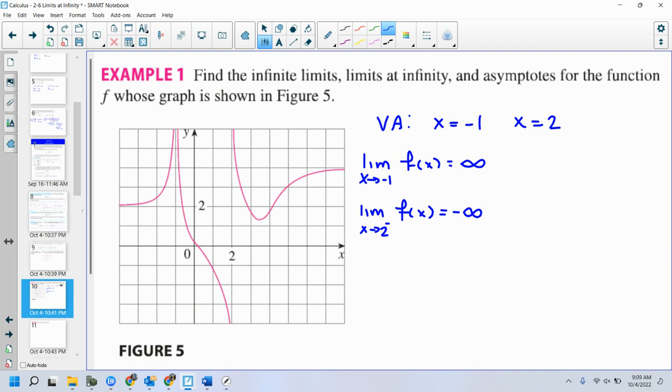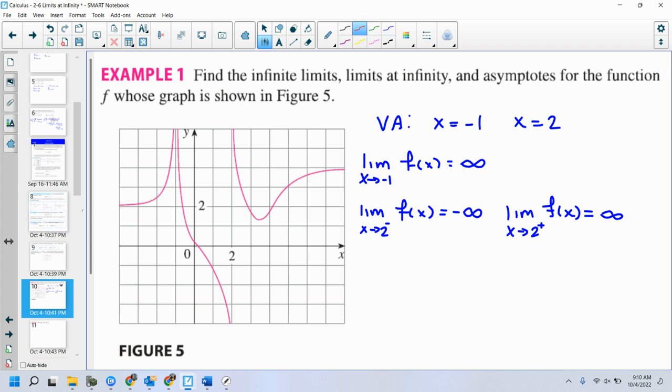I mean, I feel like I really want to write the other one too, though. Like the limit as x goes to 2 from the right of f of x. Okay, that's positive infinity. I feel like it would be incomplete without writing that. Technically, no, but I don't know. So what did I just write there? These were the infinite limits, ones where the output is infinity, where the y value is infinity. And those relate directly to the vertical asymptote.